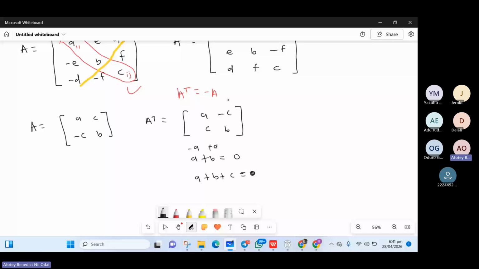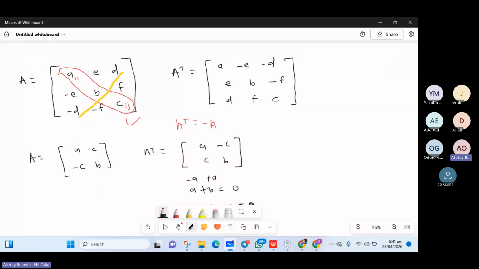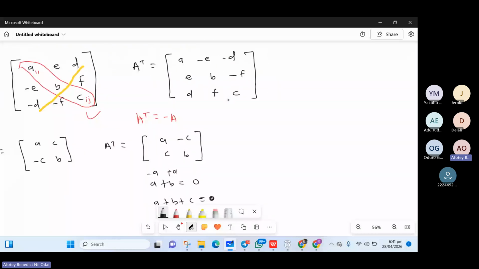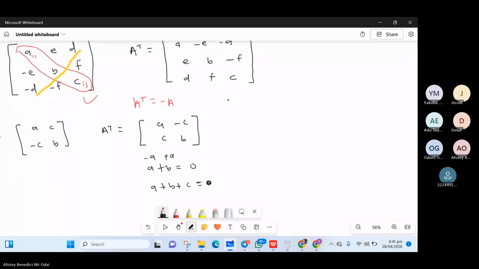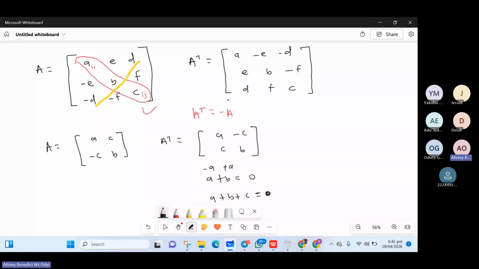Now, the only way that a matrix can be skew symmetric is if its major diagonal entries are all equal to 0. And you can look at the examples that we have. So how do you solve this?